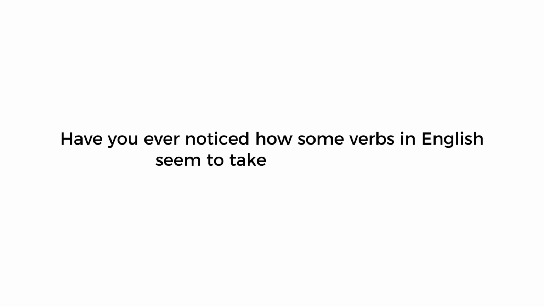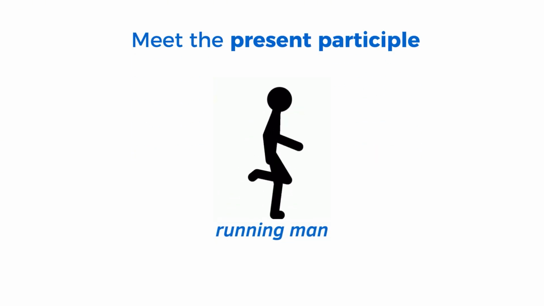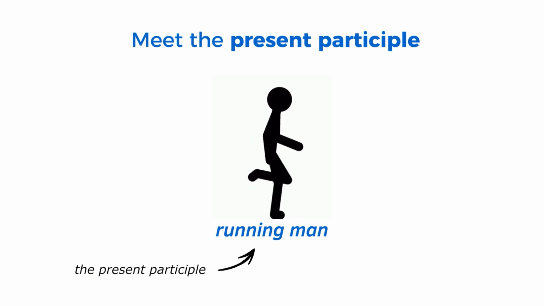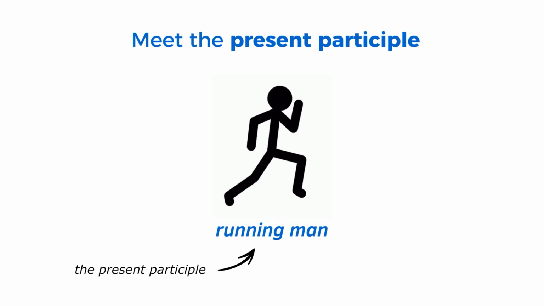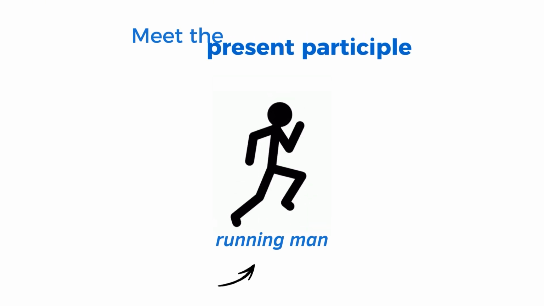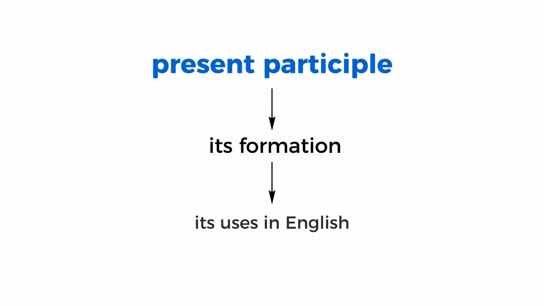Have you ever noticed how some verbs in English seem to take on new roles? Meet the present participle, a versatile verb form ending in -ing that can act as an adjective or help form continuous verb tenses. In this lesson, we'll break down the present participle, its formation, and its many uses in English. Let's dive in and master this important grammar tool.